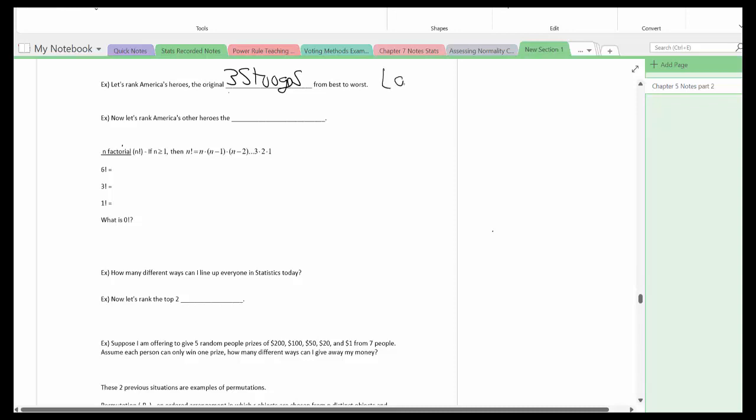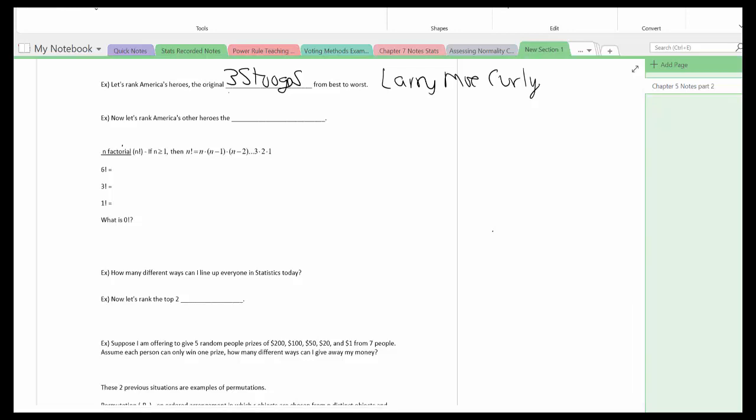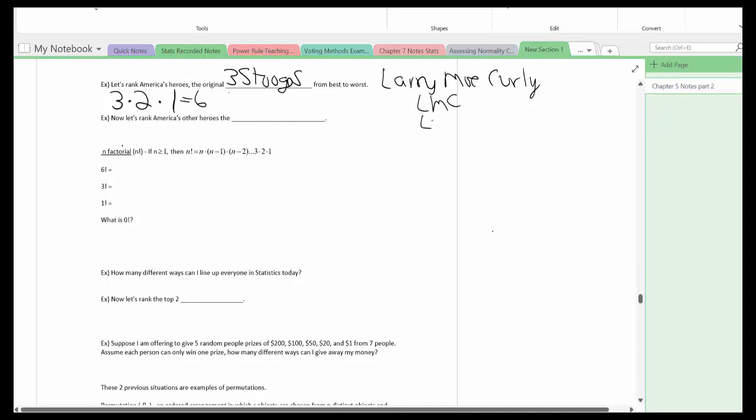Now, they are Larry, Moe, and Curly. No, we do not count Shemp. He's not one of the original Three Stooges. So I want to rank them. How many do I have to pick from to begin with? Well, that's 3. Let's say we pick Larry. So we're not going to pick Larry again. So we either have Moe or Curly. So that's 2 choices. And then, of course, there's just 1 left, and that's 6. Now, I didn't ask to do this, but I certainly can write them all out over here, just to verify that there's 6.